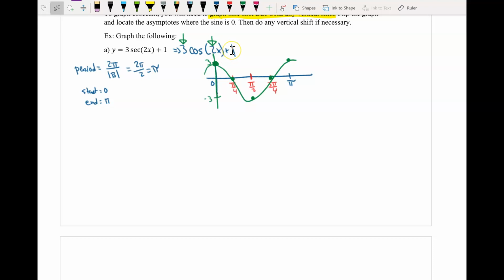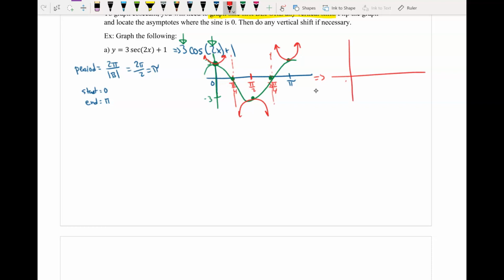And now what we're going to do is let's locate the asymptotes. Okay, so our asymptotes are going to be wherever this crosses the x-axis. So this crosses the x-axis here at pi over 4 and also at 3 pi over 4. And now all that we're going to do is we're going to just flip everything around. This is going to flip up. This is going to flip down. This is going to flip up. So let me go ahead and make it a little nicer.